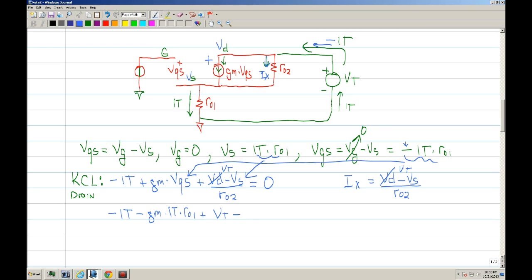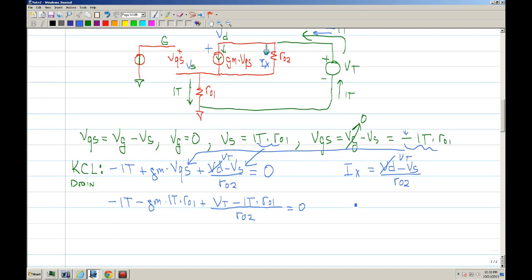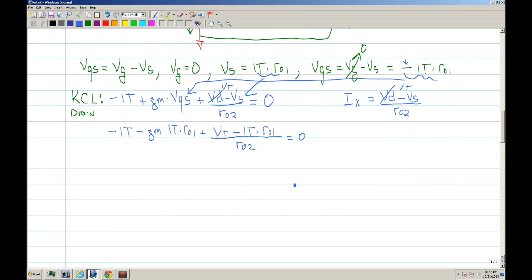Okay, so that would be negative IT RO1. And I won't skip a step, I'll just be thorough. Okay, so I've done the substitutions. Okay, and I'll distribute this here. Negative IT, and let's see, so it should be VT RO2, and hopefully I got this correct.